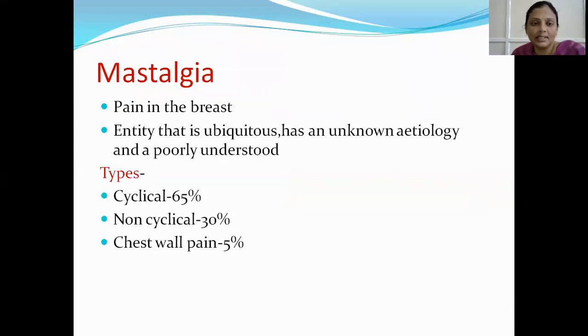Regarding mastalgia, by definition, it is a pain in the breast. It is an entity that is ubiquitous, has an unknown etiology and is poorly understood. Types of mastalgia are cyclical, about 65%, and non-cyclical, about 30%. Chest wall pain constitutes the 5%.